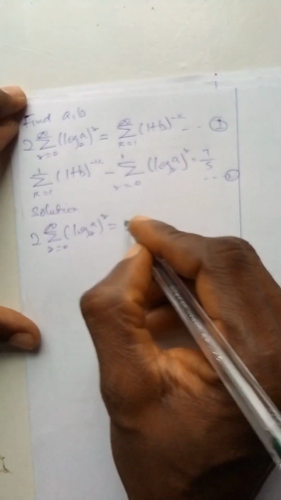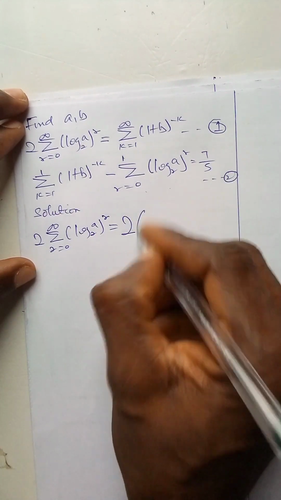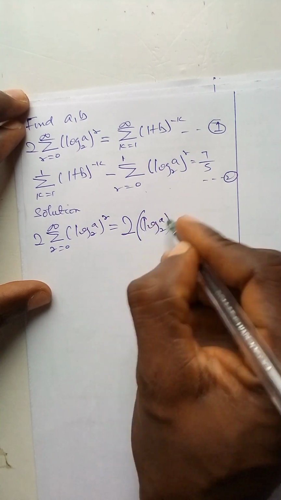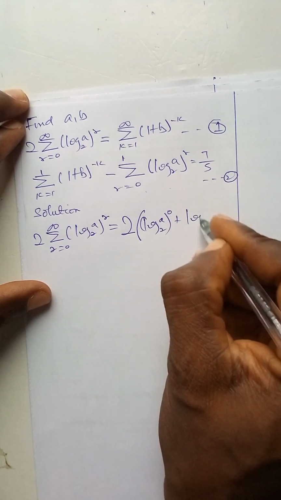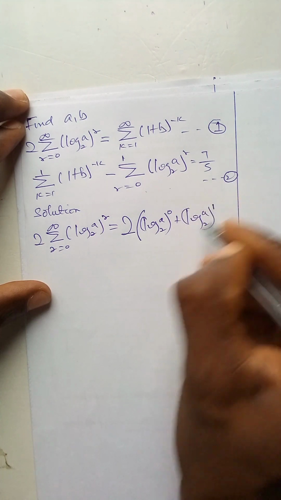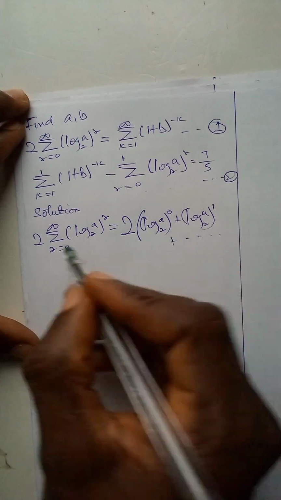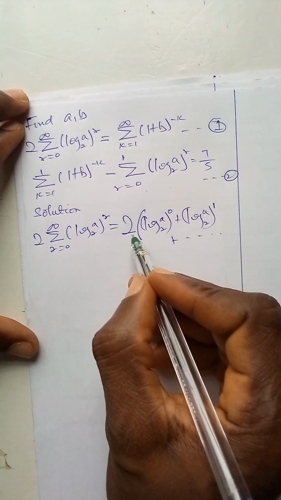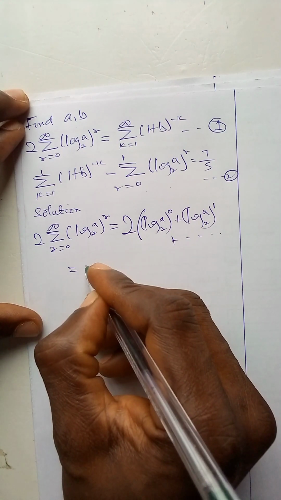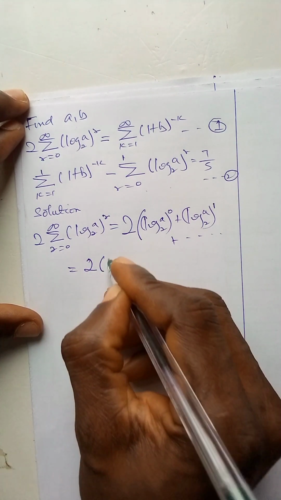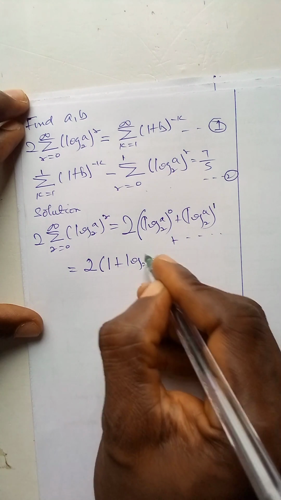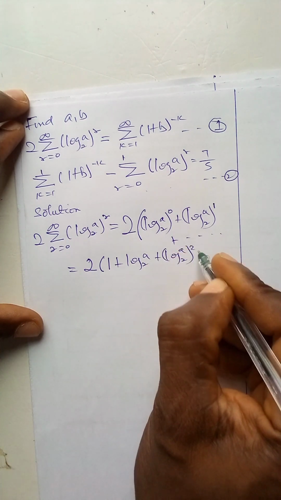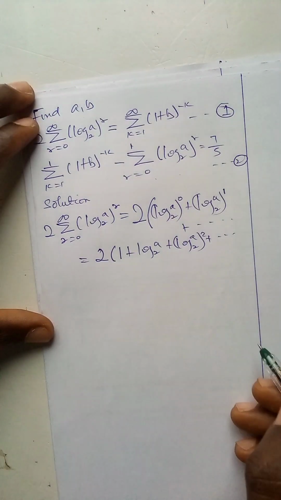We can simplify this. Let us put the 2, which is a constant, aside. In the first case, we have log to base 2 of a all raised to power 0, plus log to base 2 of a all raised to power 1, and it continues indefinitely since we have a sign for infinity here. We can simplify this to 2 brackets 1 plus log to base 2 of a plus log to base 2 of a all raised to power 2, and it continues indefinitely.